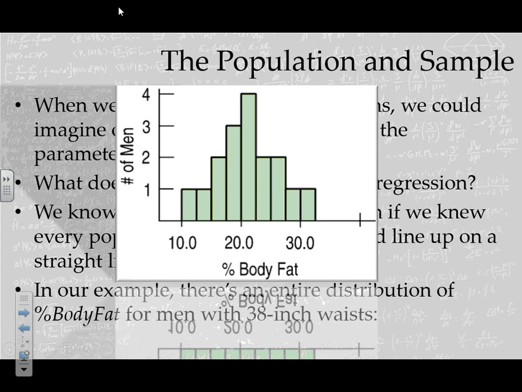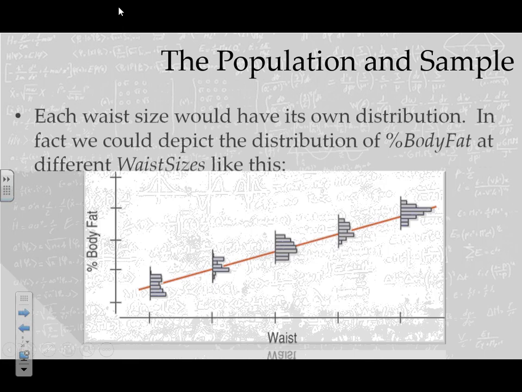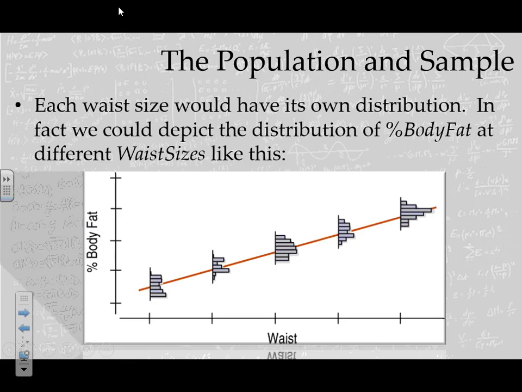And so that means for every waist size we measure, 36, 37, 39, whatever, right? Each of those waist sizes is going to have its own distribution. So what's actually happening here when we look at our regression model? If we had certain waist sizes along the bottom, like let's say 34, 35, 36, 37, 38, okay? At 34 inches there is an entire distribution of percent body fat.